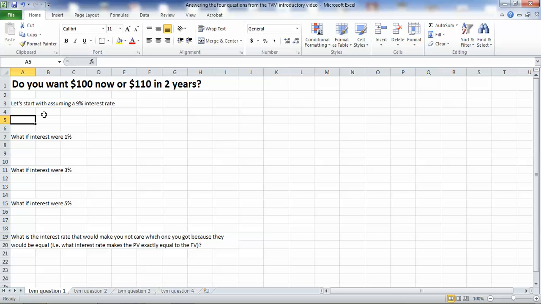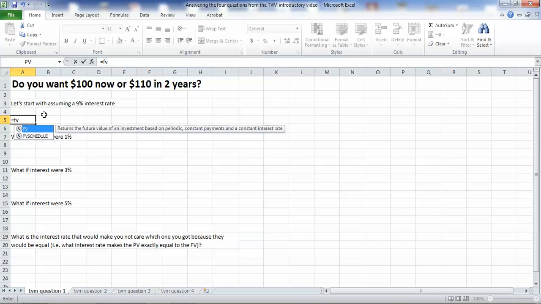Well, we'd begin with our formula in Excel, and we would put an equal sign. And because we're going to look at the present value, we want to know whether or not $100 now is worth more or less than $110 in 2 years. We're going to go ahead and look at the future value, and we put a parenthesis, and the rate is 0.09. The number of periods is 2. The payments is 0. We're just going to have one amount.